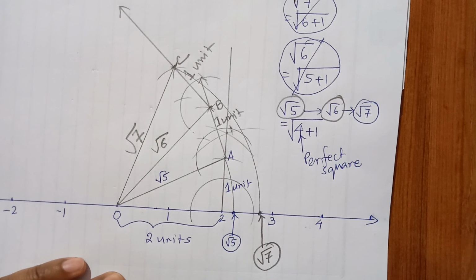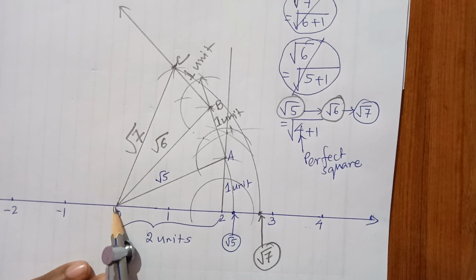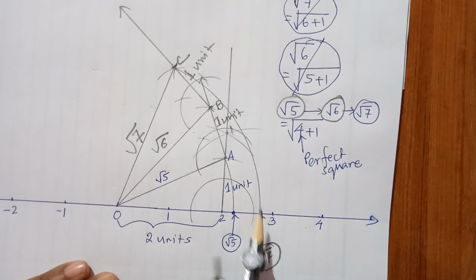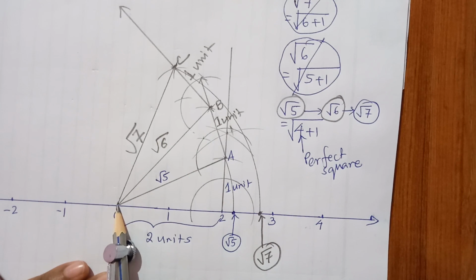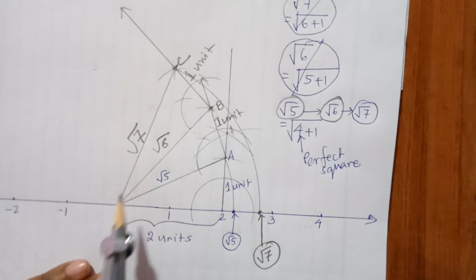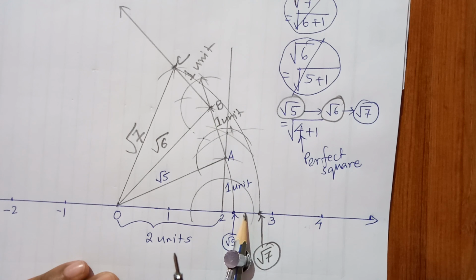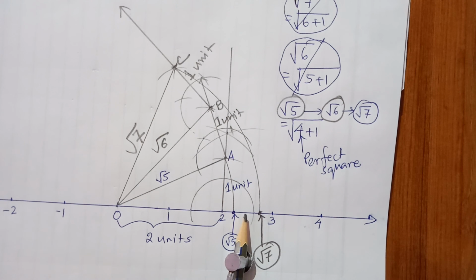And if you want to represent √6 also on the number line, you have to use this hypotenuse OB to represent √6 on the number line. Adjust your pointer here and pencil here and draw an arc. Where the arc intersects this number line, that point will be your √6. So in this way you can represent numbers having the √ sign on the number line.